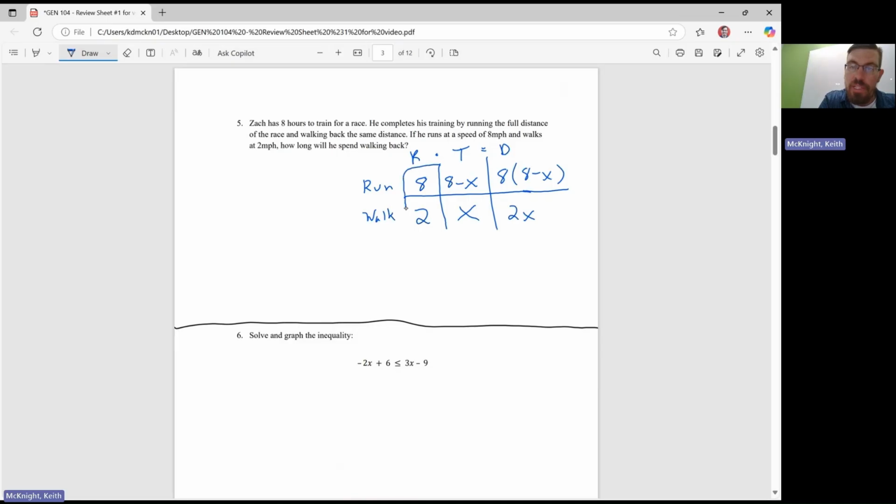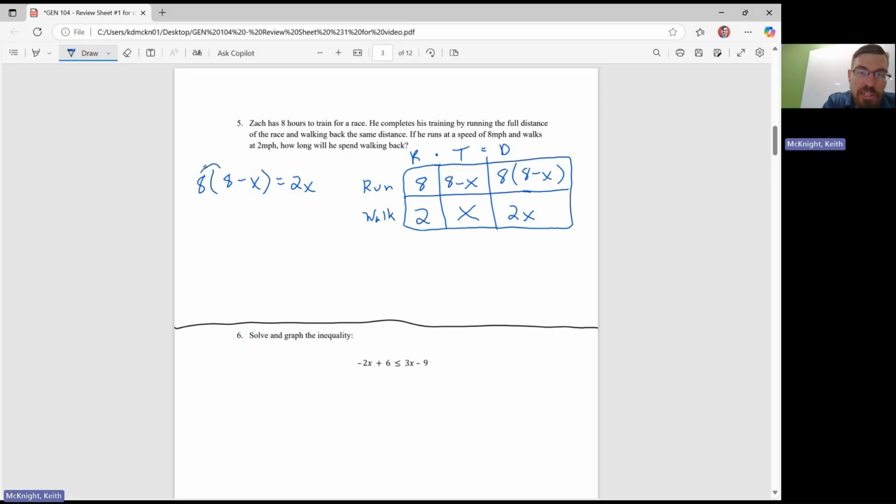Okay. So we now have a completed table, and we're ready to solve this question based on it. Once we have our table finished, we know that we're running the same distance that we're walking in this training. So that means that our 2 distance boxes should equal one another. That is the equation we set up in order to solve for what X needs to be. So we're going to set our run distance equal to our walk distance. And now we're going to solve for X.